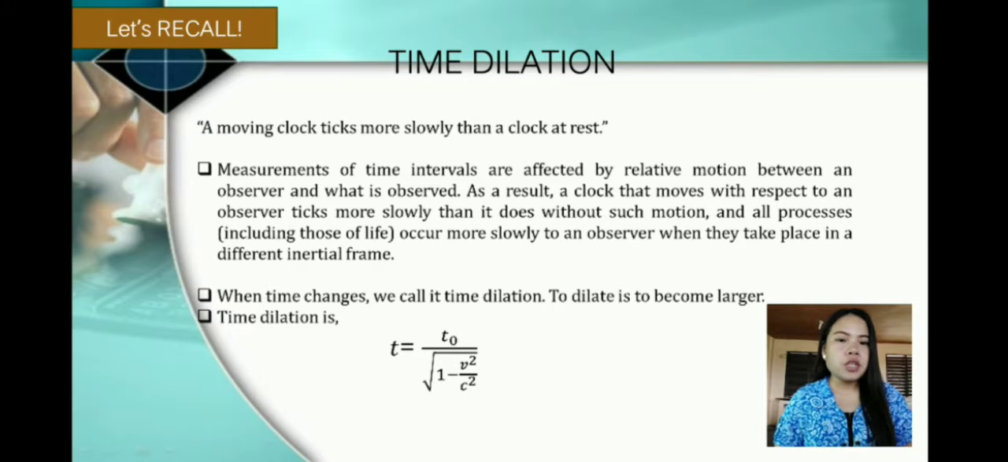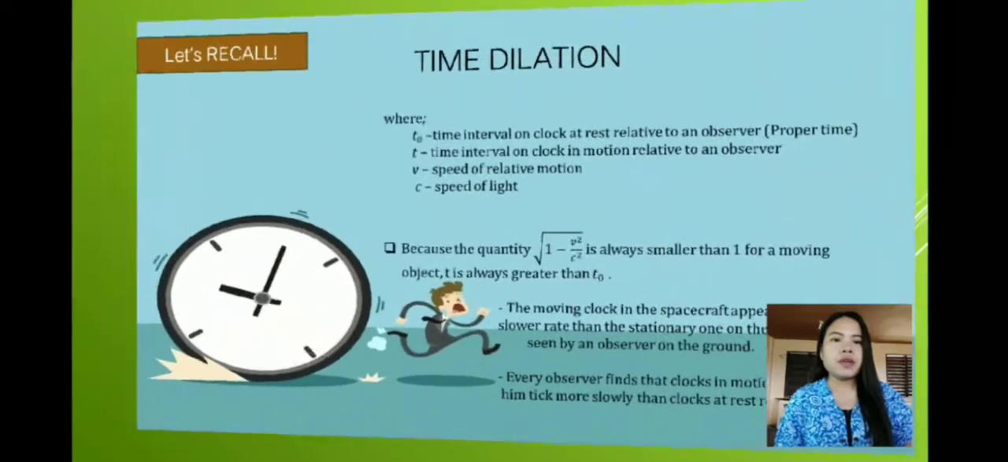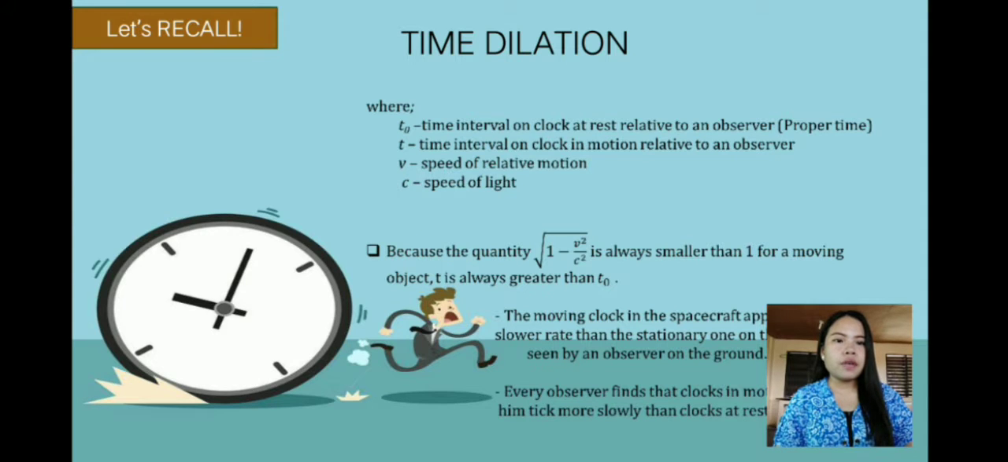The equation for time dilation is given below. T is equal to t sub 0 over the square root of 1 minus v squared over c squared. Wherein t sub 0 is the time interval on a clock at rest relative to an observer, or what we call the proper time. Meanwhile, t is the time interval on a clock in motion relative to an observer. v is the speed of relative motion and c is the speed of light.